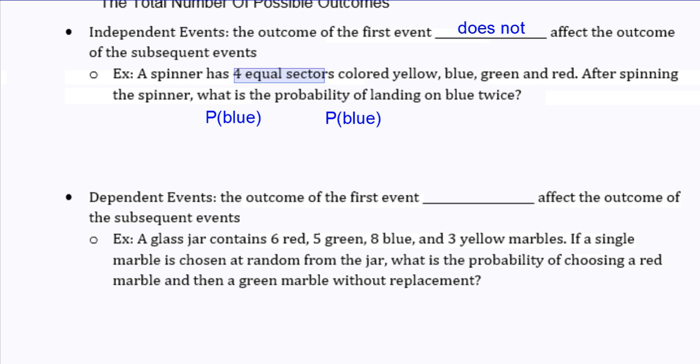They have 4 equal sectors, and of course, it's independent, the 2 events. Landing on blue once doesn't change the likelihood that I'll land on blue a second time. So both of those probabilities are going to be 1/4. Now, I want that to happen twice. We've talked about ands and ors. So if I want to land on blue 2 times, then I know I have to land on blue first and second. And means that we're going to multiply those 2 probabilities together, so we get 1/16.